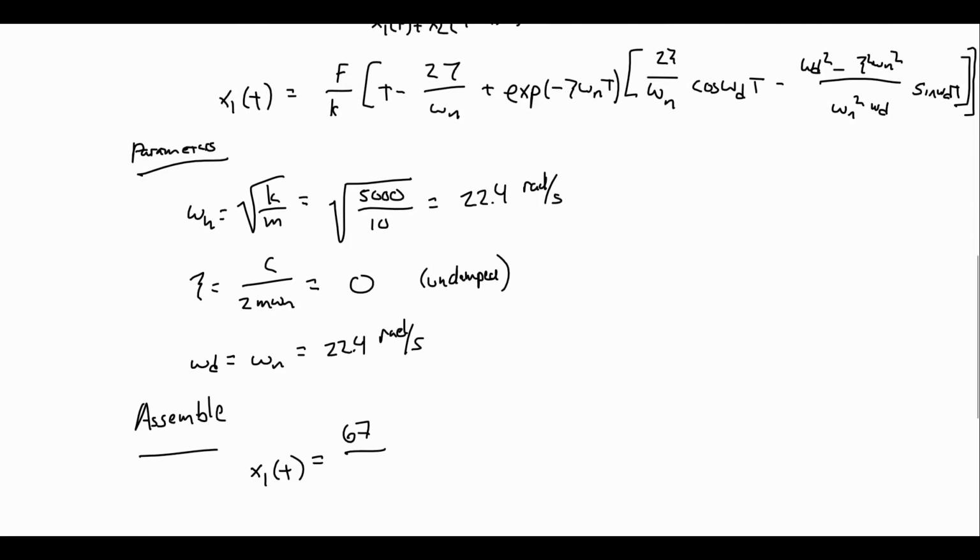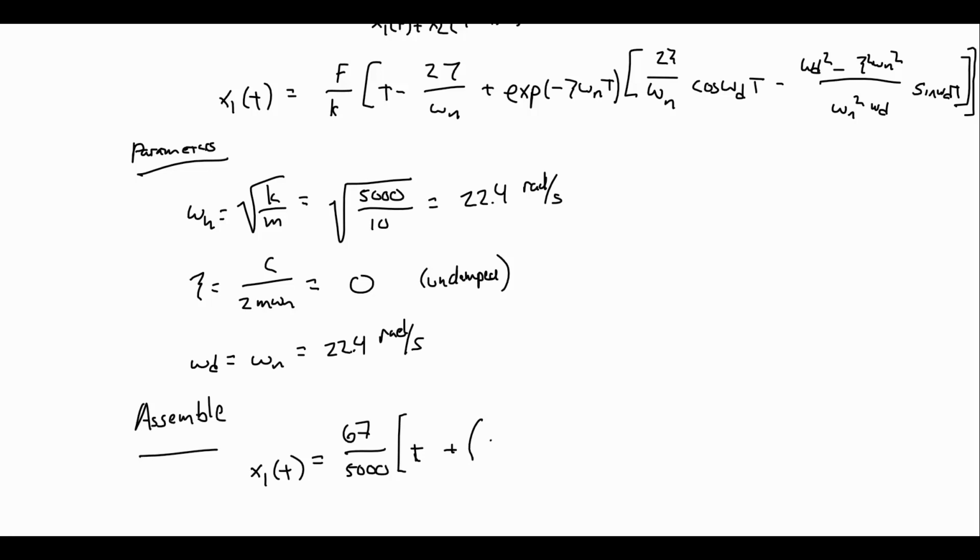So we'll have 67 over k, which was 5,000, times t minus, now we have, at least in part A, 2 zeta over omega n. Well, it's always that, but zeta is 0 in this first version, so that term is going to go away, at least for part A. Plus, we have e to the negative zeta omega n t. Again, zeta is 0, so e to the 0 is just 1. So this is going to be just t plus 1 times 2 zeta over omega n. That's just going to be 0, so that goes away.